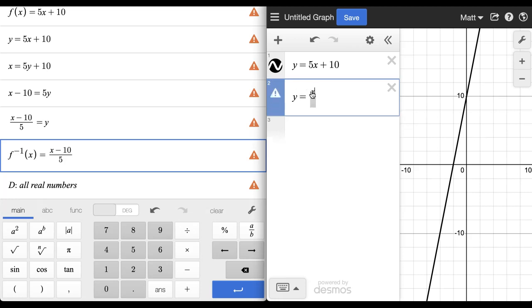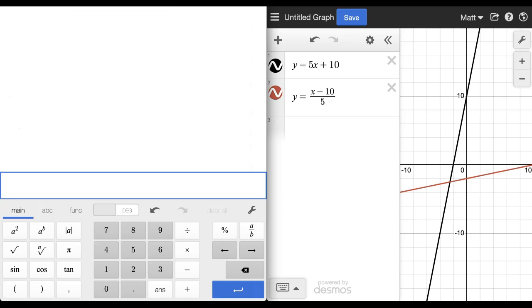Let me graph the inverse, x minus 10 over 5. These graphs are inverses of each other. We can also see the domain of your inverse is all real numbers. Okay, so that's number 19. Let's go to number 20.